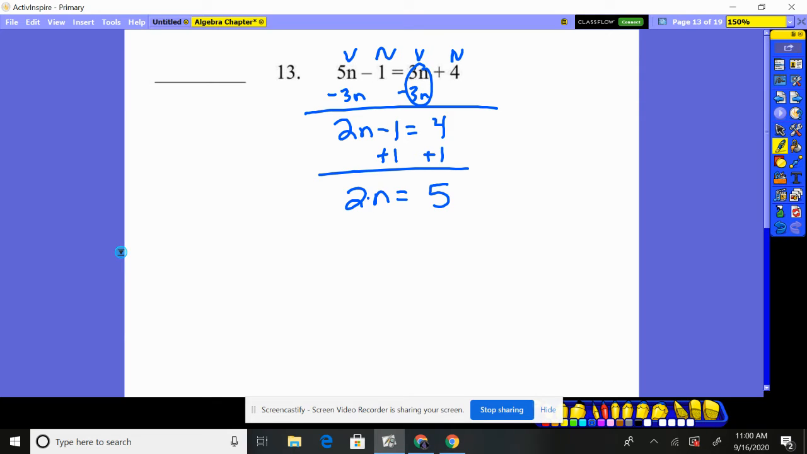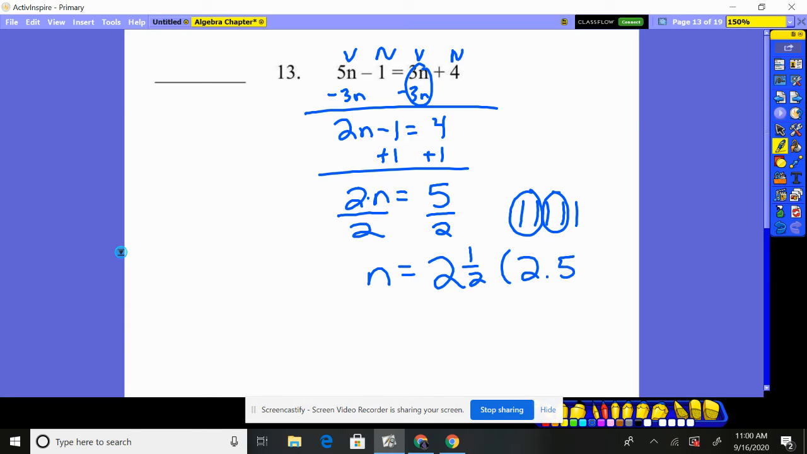How do I get rid of multiplying by 2? I divide by 2. Well, if you have 5 things, 1, 2, 3, 4, 5, and you put them in groups of 2, 1 group, 2 groups, you get 2 whole groups. How many left over? 1 out of 2. As a decimal, that'd be 2.5, $2.50. Imagine having $5 and you got to divide it between 2 of you. Each one of you gets $2.50.